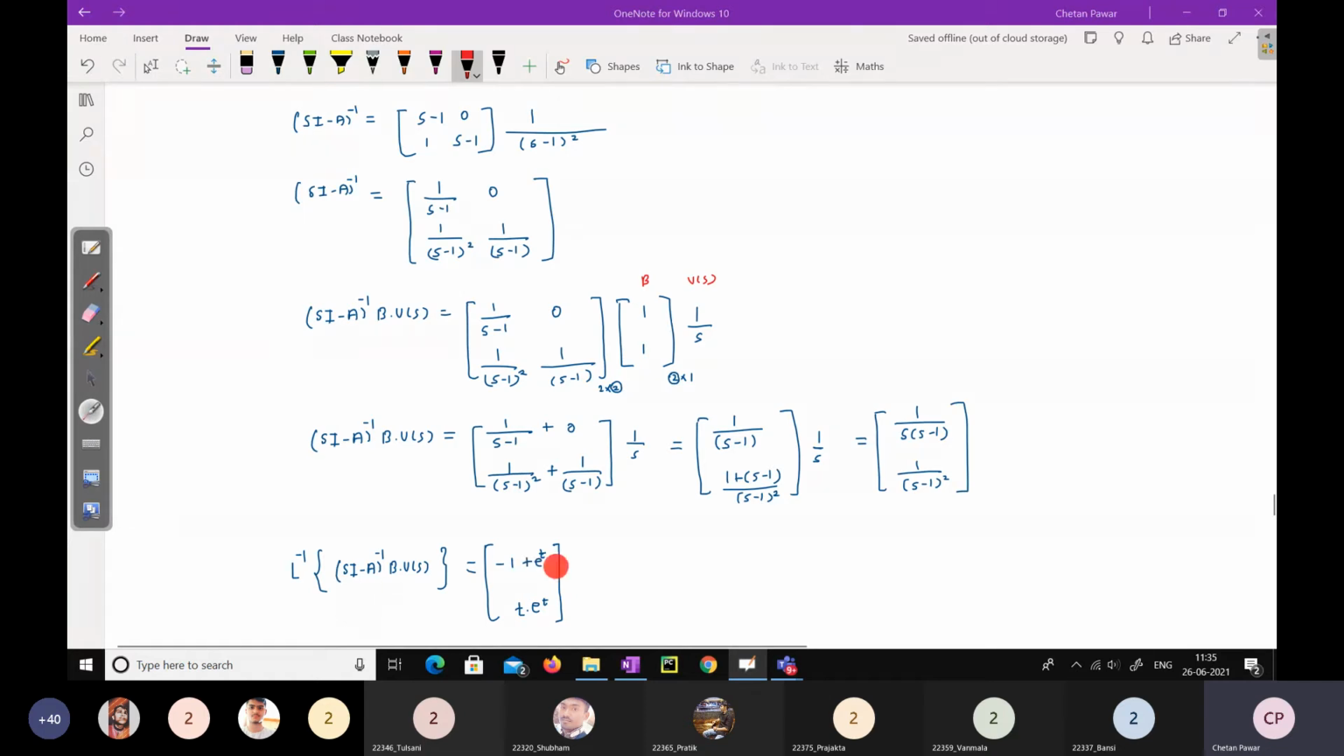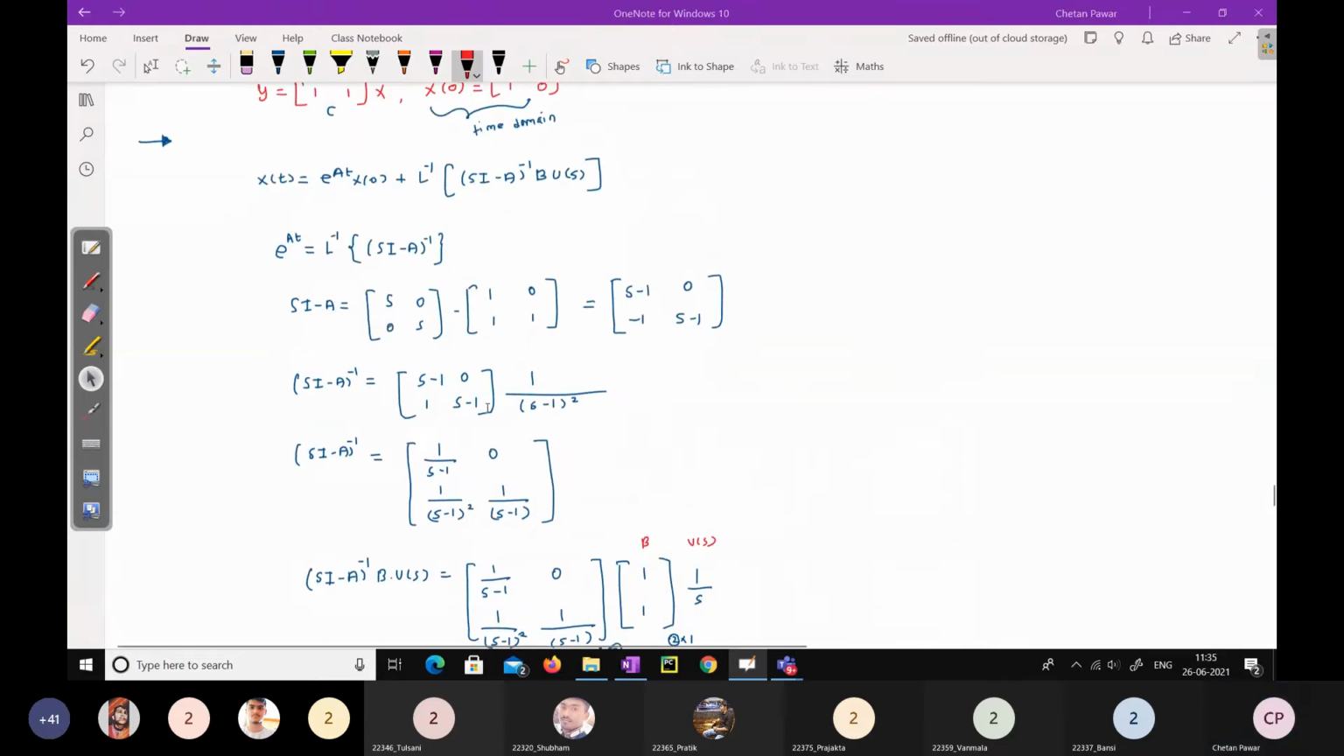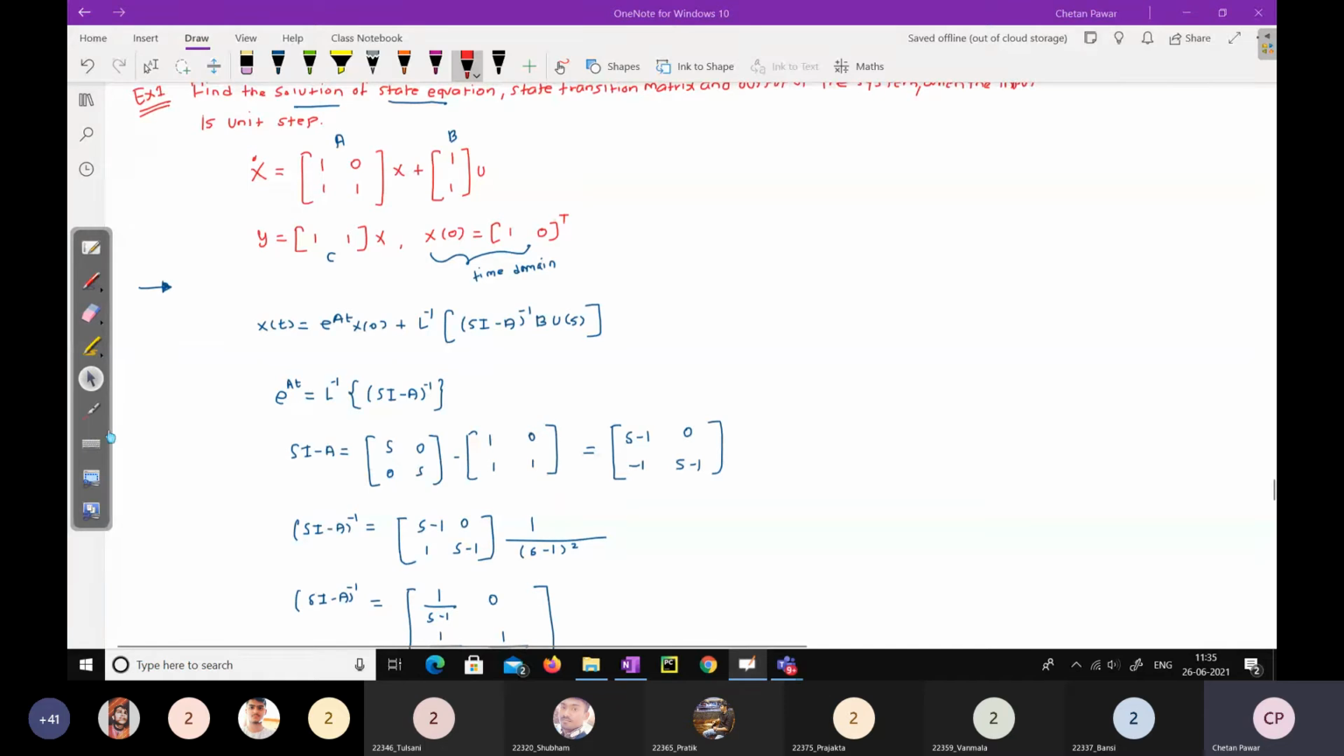What you will do to get the Laplace inverse is apply partial fractions. So you will get minus 1 plus e raised to t for this term, and for this term t into e raised to t. I have just taken the inverse Laplace transform for these two terms. So I got this term. Now which term is remaining? This term is remaining.